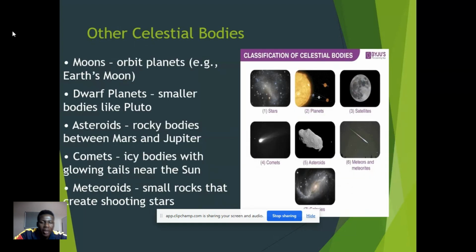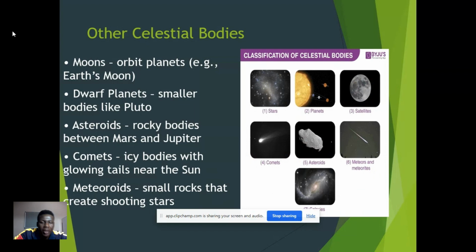Then we have other celestial bodies. We have the moons. Moons orbit planets. Then we have dwarf planets. Dwarf planets are smaller bodies like Pluto.